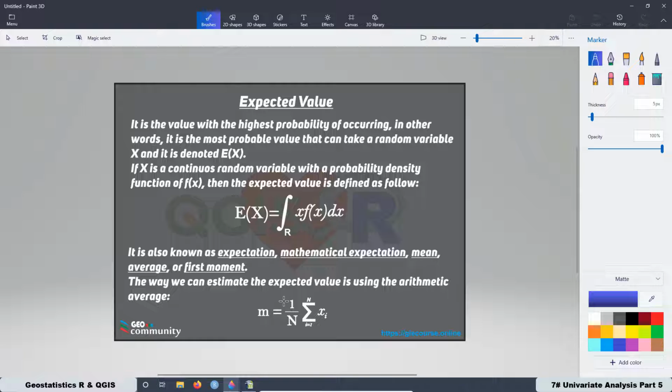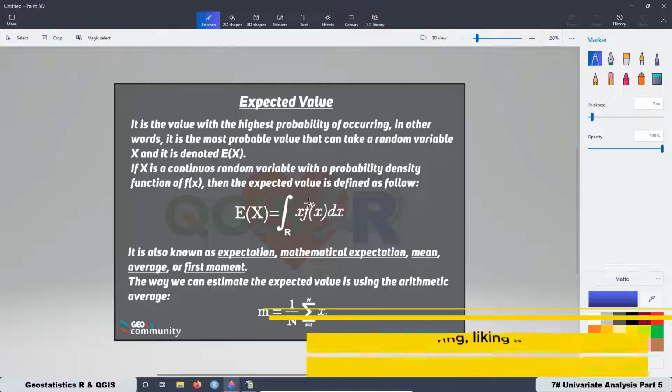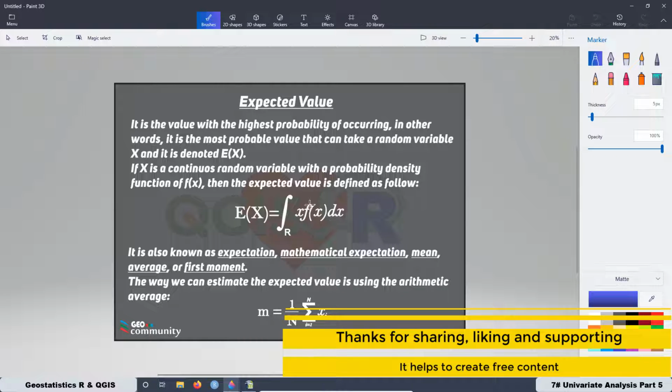But as we said in the previous video, this statistic is very affected by outliers, and then the mean value is not going to be representative of our data set because it's affected by the outliers. Let's see this with an example. First of all, I would like to talk about the probability density function.